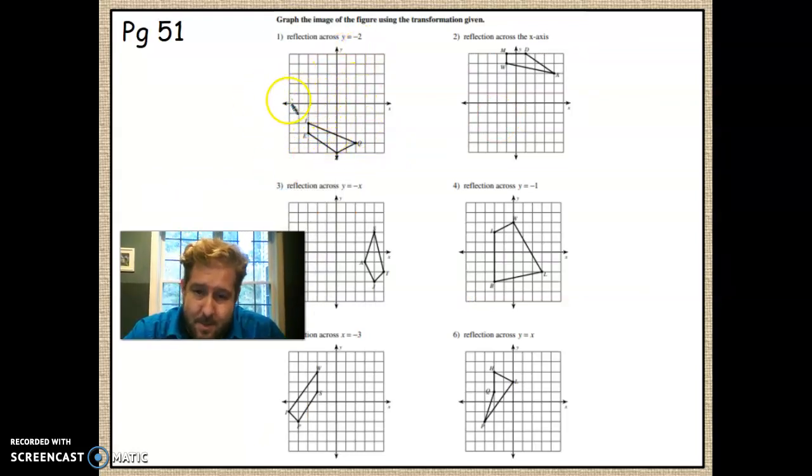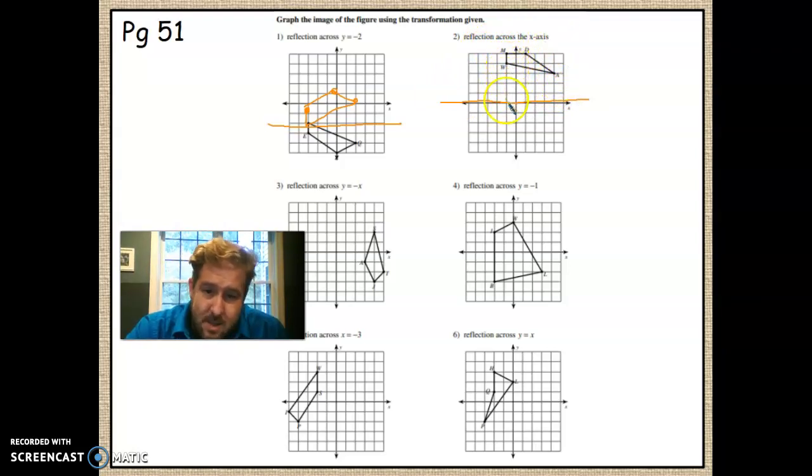So if we have an entire image, y equals negative 2 is this line right here. Now this point's not going to move. This point's going to go here. This point 1, 2, 3, 1, 2, 3, and 1, 2, 1, 2. And then you can simply connect the points. It should be a rigid motion, meaning that it's going to be the same shape, same size, just flipped over to the other side. This one is reflection over the x-axis, so that's right here.